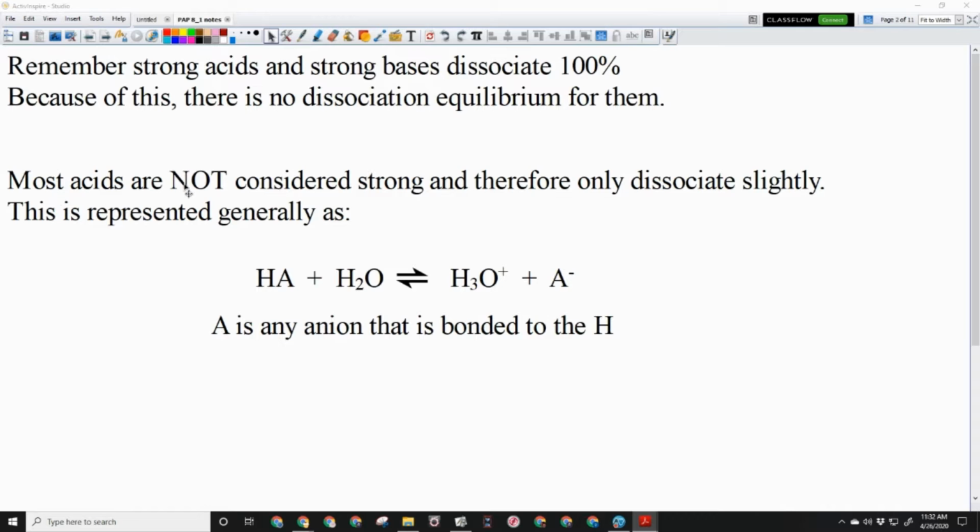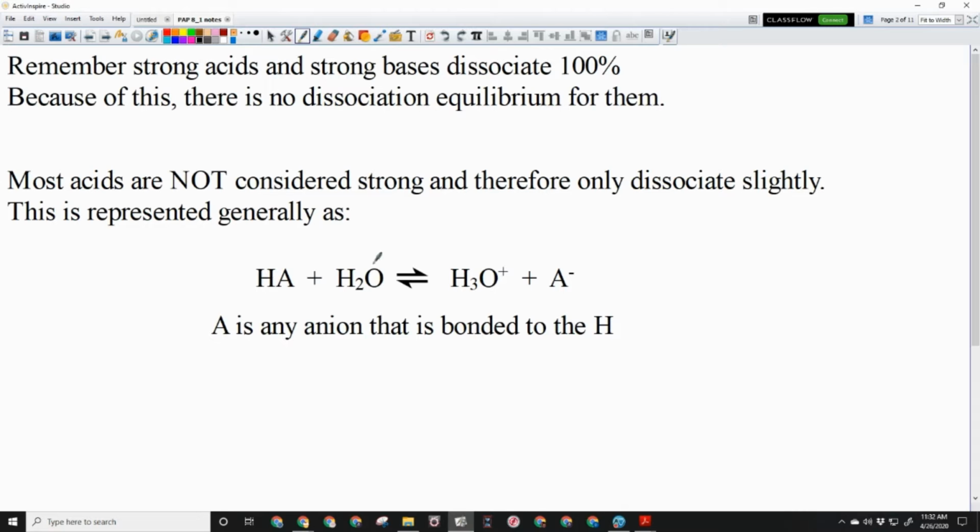And so that's for strong acids and strong bases. Well, most acids and bases are not considered to be strong. So it's just that short list that I just showed you. And therefore, they only dissociate slightly in water. And this is represented as a general equation, here. So for this equation, we see HA. That means hydrogen bonded to A. A is just any other ion that's bonded to this H. So that's the ion, A for ion.